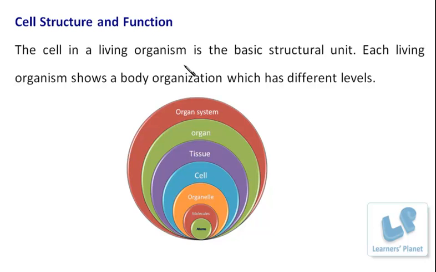In that case, what happens? There are groups of cells which get specialized. They differentiate into different forms, and these differentiated groups of cells function in coordination with each other to carry out the function. What do you understand by this? I can say in one line that each multicellular organism shows a body organization which has different levels. That means the cells are organized together in different levels, and each type of group performs a different type of function, right?